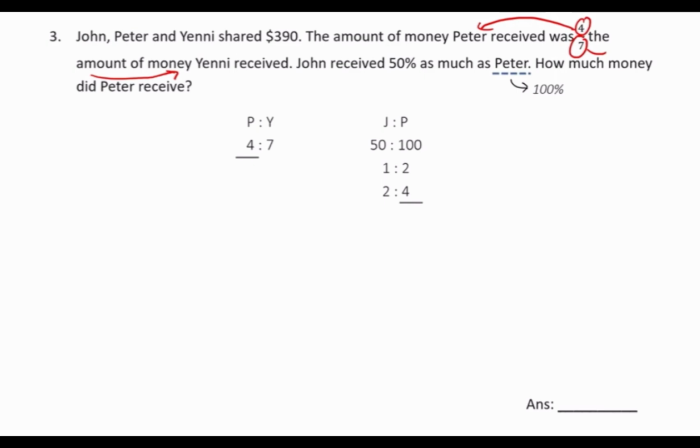So the only value given in the question is this $390. This $390 is the total of all three of them. So the total of all three of them, how many units is that? 4, 7, and John 2. 4 units, 7 units, 2 units, which gives us 13 units. So this total of 13 units is $390.